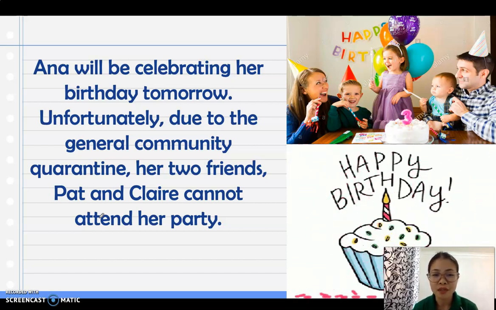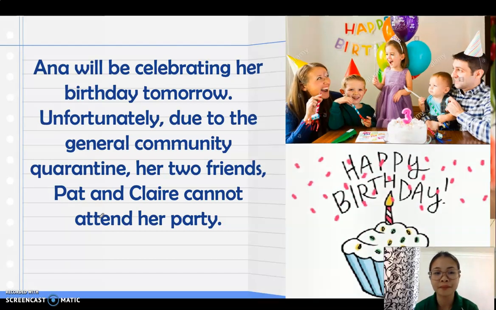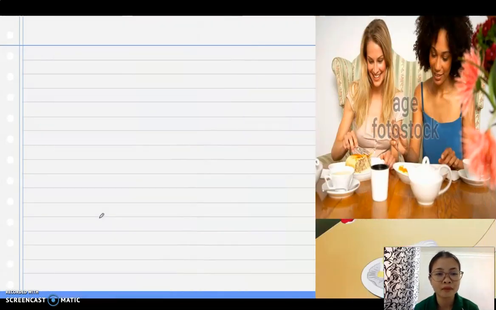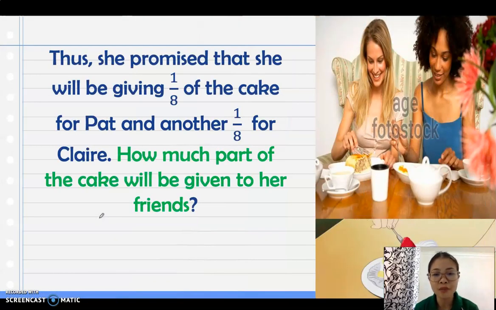Unfortunately, due to the general community quarantine, her two friends, Pat and Claire, cannot attend her party. Thus, she promised that she will be giving 1/8 of the cake for Pat and another 1/8 for Claire. How much part of the cake will be given to her friends?